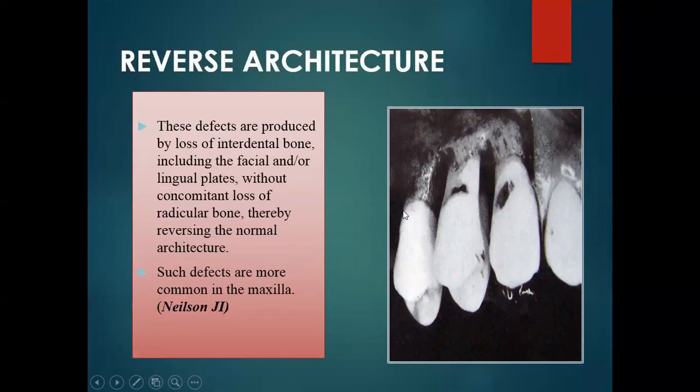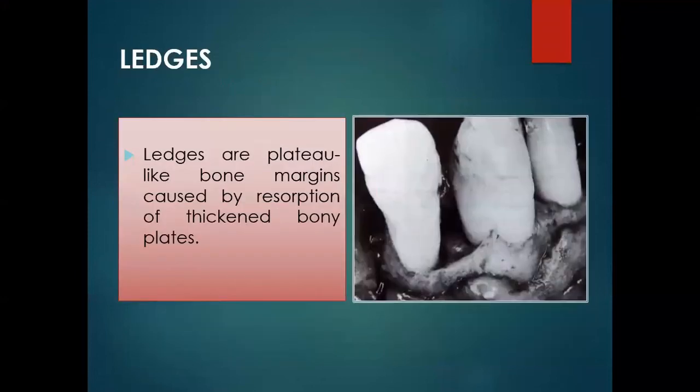These defects are produced by loss of interdental bone, including the facial or the lingual plate, without concomitant loss of radicular bone, thereby reversing the normal architecture. Such defects are more common in the maxillary region.